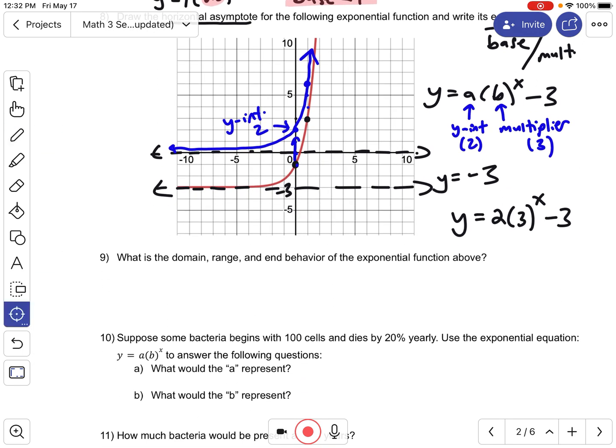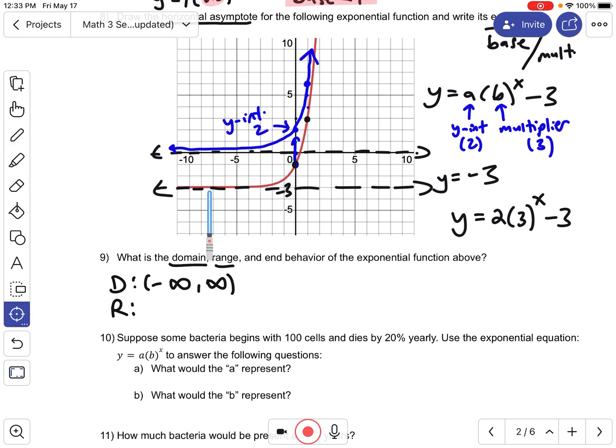Now, when you're talking about the domain, it's how far left and right the graph goes. In this case, you see that there's an arrow left and an arrow right, and so the domain would be negative infinity, positive infinity. The range would be how far the graph's going up or down.